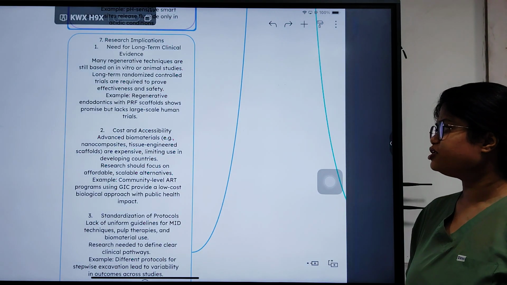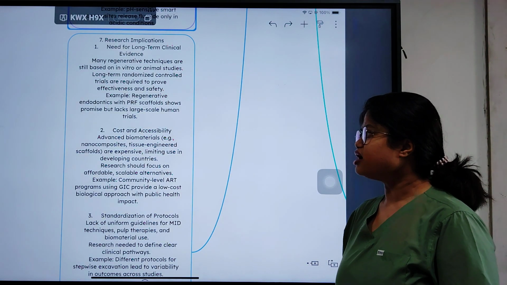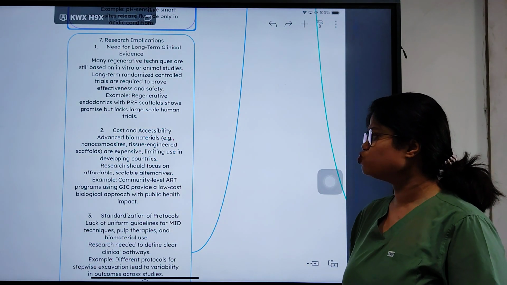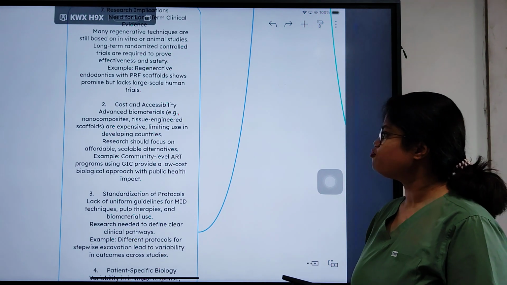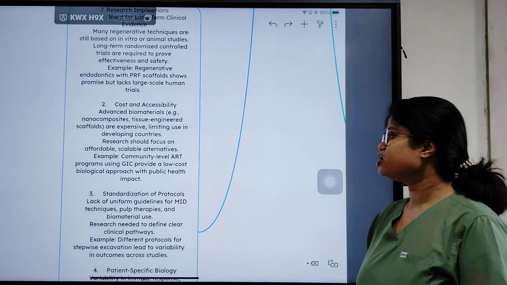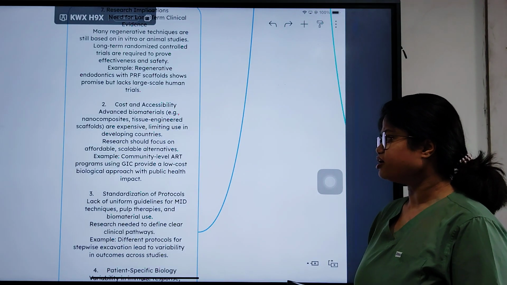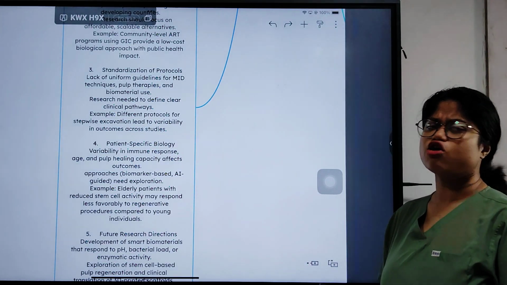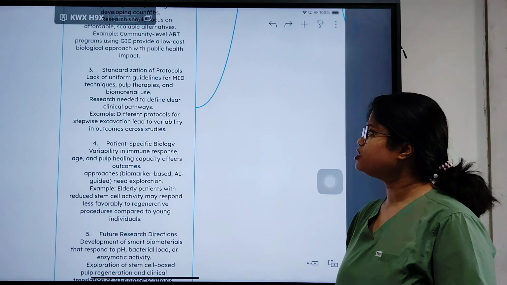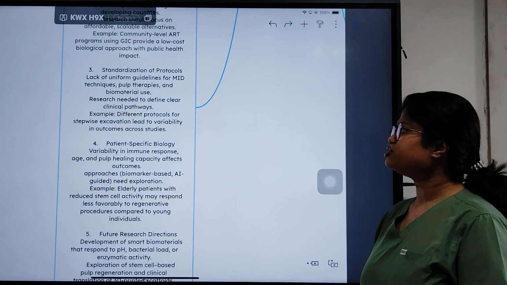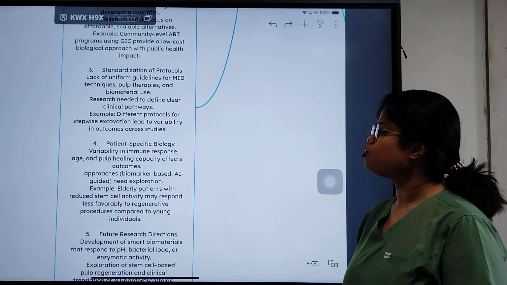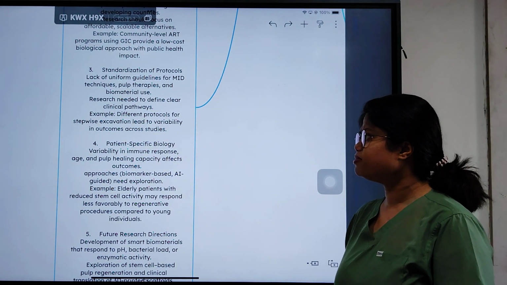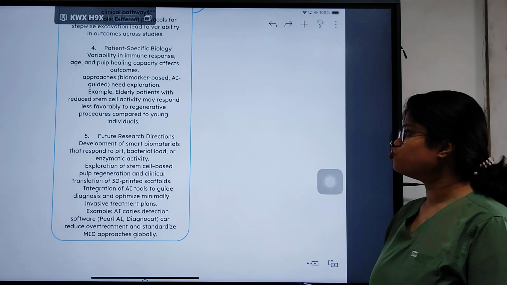Also, the cost and accessibility of advanced biomaterials is a concern. That is, nanocomposites and tissue engineered scaffolds that are being developed are expensive, limiting use in developing countries. Research should focus on making affordable, scalable alternatives for community level ART programs, and standardization of the protocols needs to be done. There is a lack of uniform guidelines for MID techniques, pulp therapies and biomaterial use. Research is needed to define clear clinical pathways for different protocols in stepwise excavation of caries, leading to variable outcomes across studies. What can be the future directions?